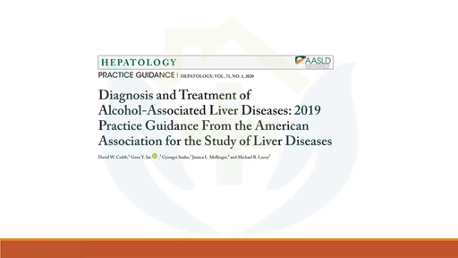Just wanted to share one article with you. It is the practice guidelines for the diagnosis and treatment of alcoholic liver disease 2019 by the American Association for the Study of Liver Diseases. You can find this on the net if you would like to read. It's a very nice set of guidelines given for this.